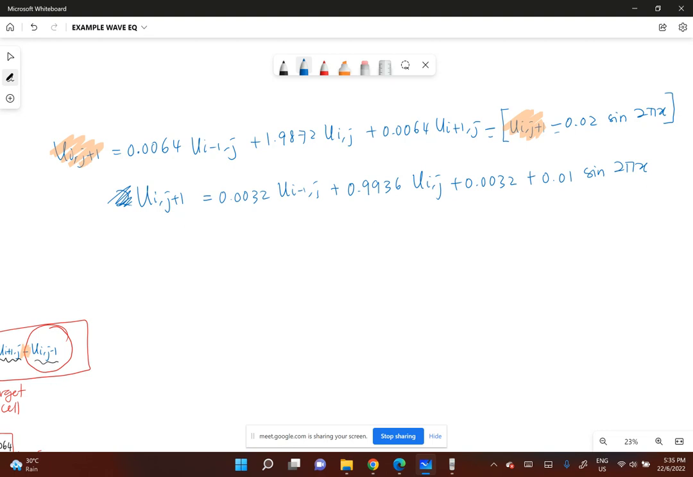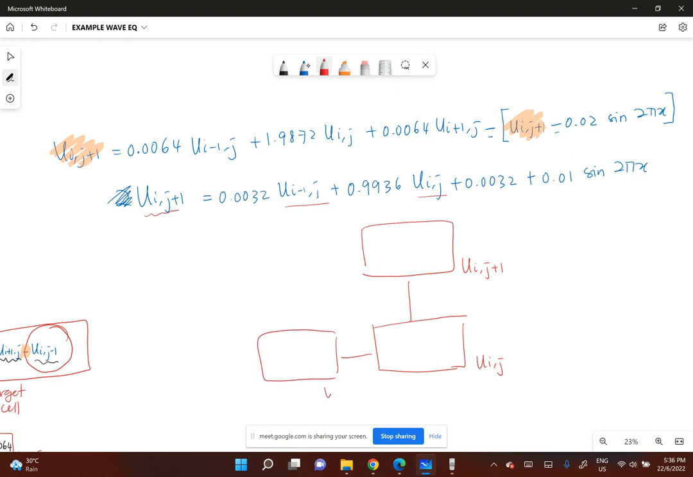Okay, so sekarang we will have to draw another one, new molecule graph. So based on apa yang kita ada, this is Ui,j plus 1. And then we have this one, Uij. Kita ada Uij, kita ada this one, Ui minus 1,j. And we have, saya tak tulis yang ni, Ui plus 1,j. Tersilap. This one, Ui plus 1,j.